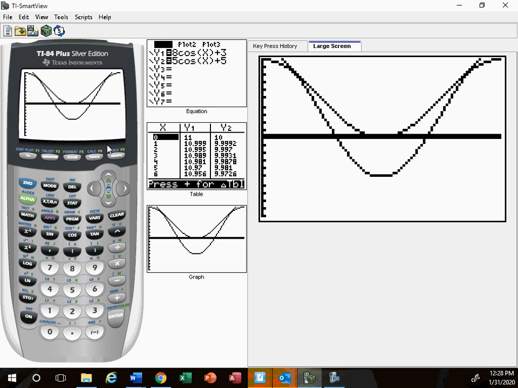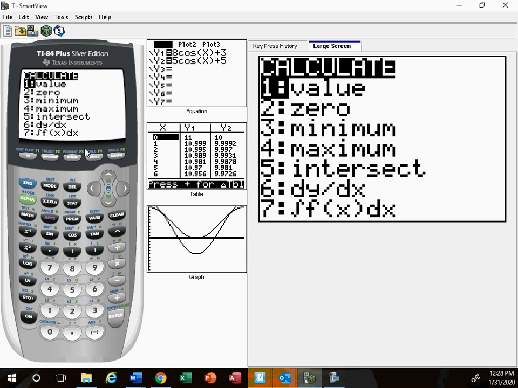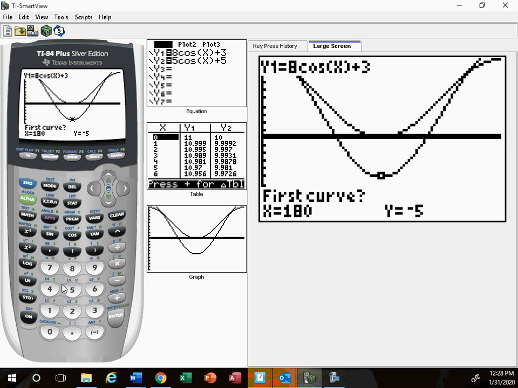So push second and then trace. Second, trace takes you into the calculate menu. I am picking number 5 because I want to know where they intersect. See how the flashy thing is on this graph? It's asking, is that the first curve we're looking at? Yes, so you push enter.